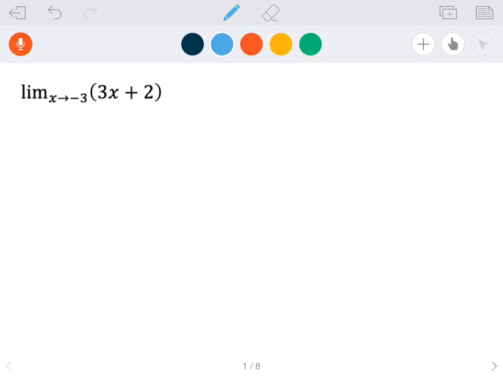Alright, our calculators have been put away. We now want to find some limits analytically. That means we're going to do it by algebra. They start out really easy. Let's look at this example. The limit as x approaches -3 of 3x plus 2.